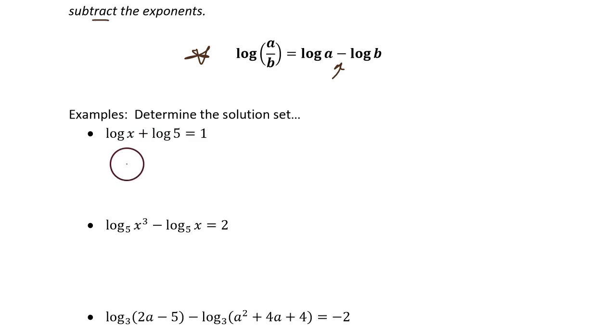So we can apply the first rule from today and condense this to a single logarithm by multiplying together the two arguments of the logarithm. And that's equal to 1. That simplifies our equation and makes it easier to solve. Now we can convert the logarithm equation into a corresponding exponential. The base of a common log is 10, so 10 to the first power is equal to 5x. Therefore, x is equal to 2.